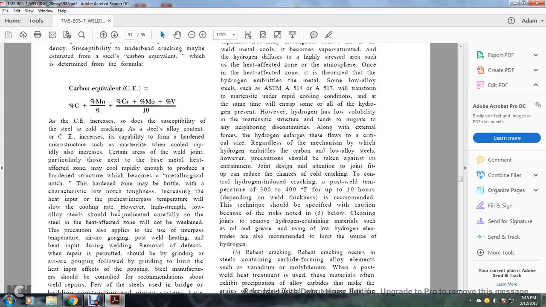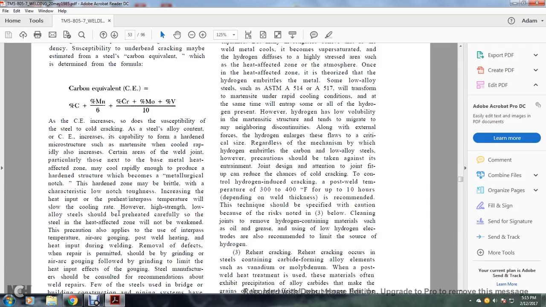As the carbon equivalent increases, so does the susceptibility of the steel to cold cracking. As the steel alloy content and carbon equivalent increase, so does the capability to form hardened microstructures. Martensite will form when cooled rapidly in certain areas of the welded joint, particularly those next to the base metal. The heat affected zone may cool rapidly enough to produce a hardened structure that becomes a metallurgical notch. The hard zone may be brittle with characteristically low notch toughness. Increasing the heat input with the preheat and interpass temperature will slow the cooling rate.